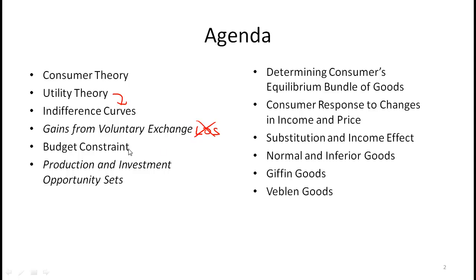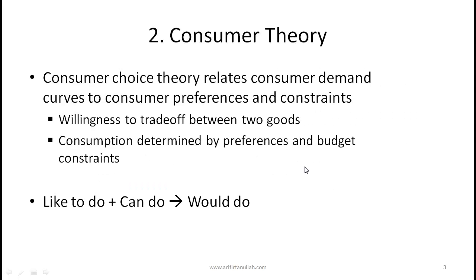Then we'll talk about budget constraints, production and investment opportunity sets. Again, this is not a LOS, but very important stuff to know. Determining consumers' equilibrium bundle of goods, consumer response to changes in income and price, substitution and income effects, normal and inferior goods, Giffen goods, and Veblen goods, which most people probably have not heard of to date, but that will change today. Okay, let's first talk about the consumer theory.